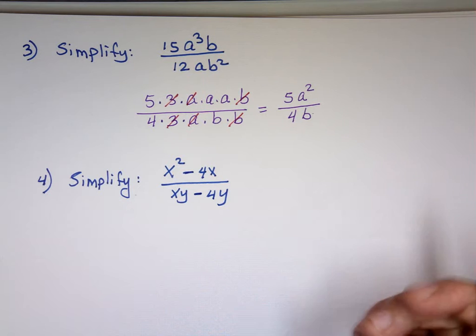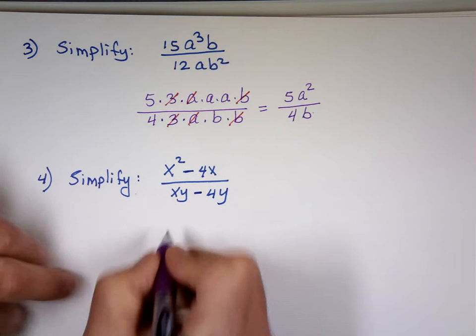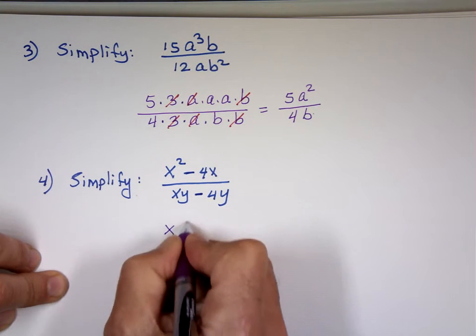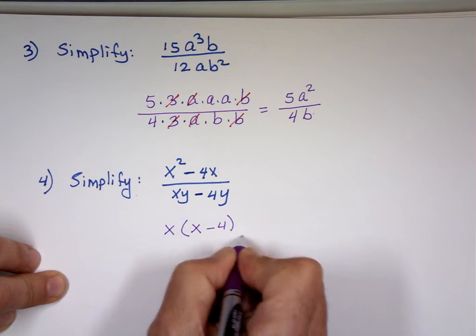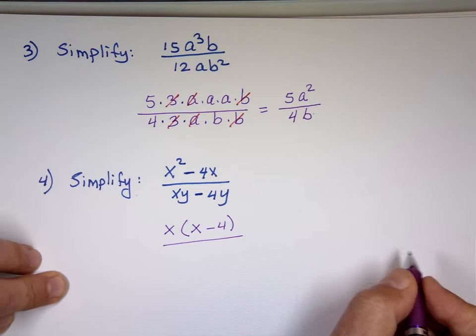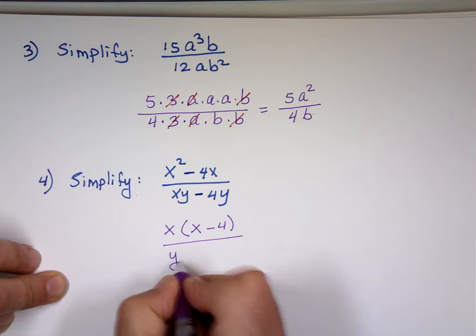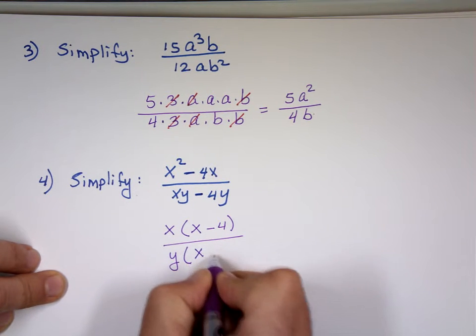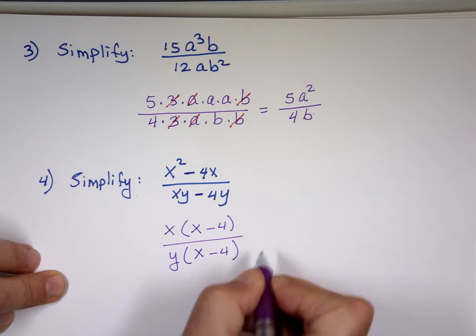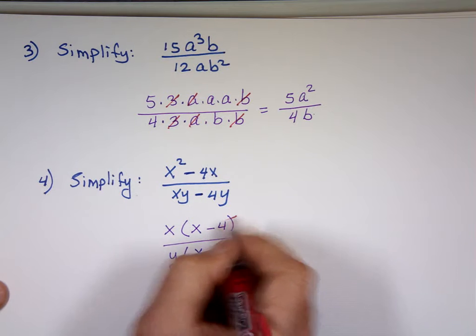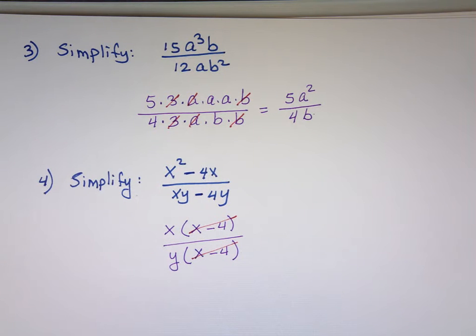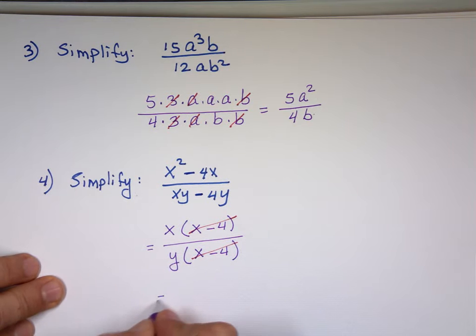Again, what I need to do is actually factor each one of them. I can take x out of the top. What's left? x minus 4. The bottom, I can factor a y out. What's left? x minus 4. You can see the x minus 4 shows up in both of them, so I can cancel it out. And what's my final answer? x over y.